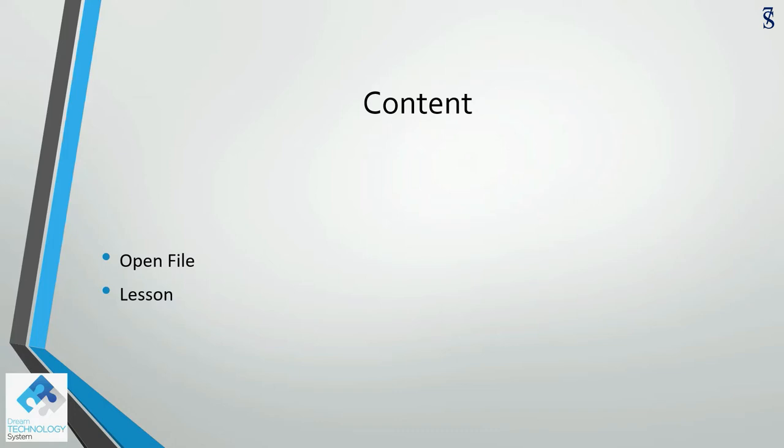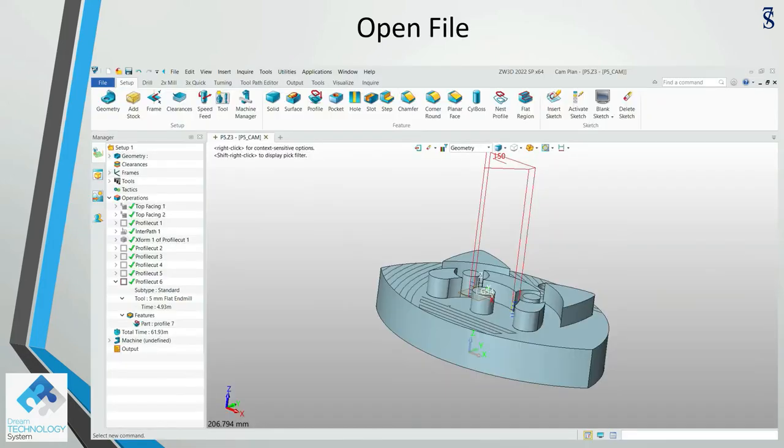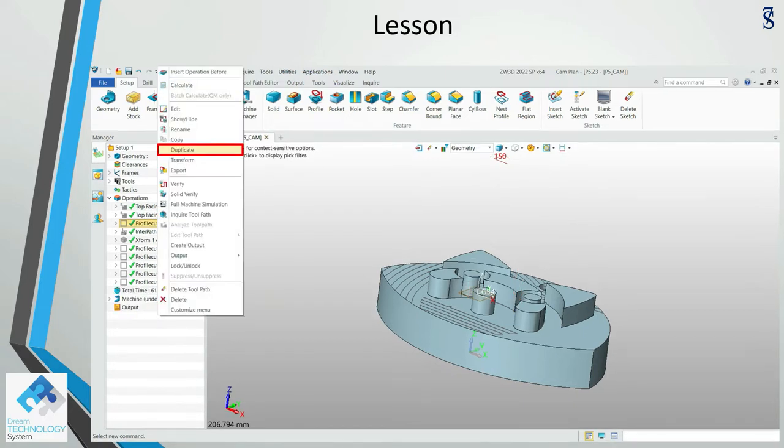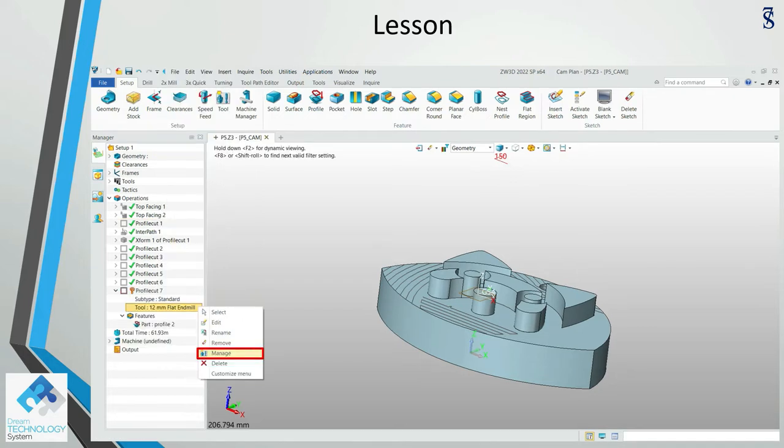As usual, we need to open the previous lesson file and continue what we're going to learn today. This is the result of the previous operation, the last rough out of this part. We will continue by using a duplicate method on the previous operations. Manage.